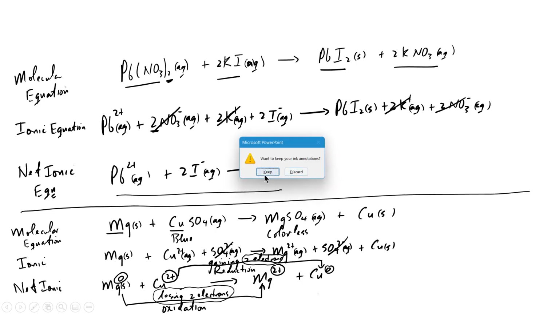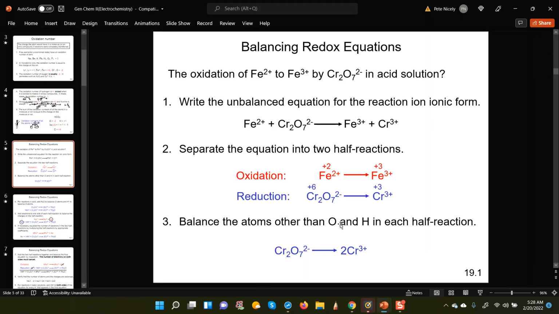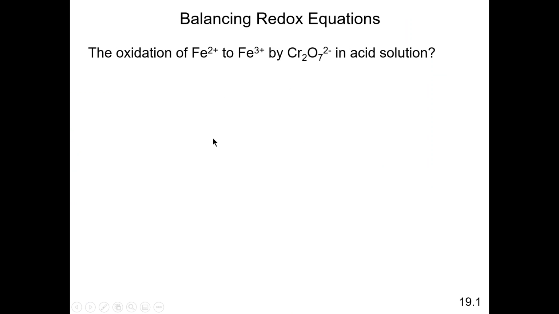Okay, so what I'm going to do is go back to this slide here to look at a specific example. And this is a typical question you could be asked. How do you balance a particular redox equation, right? So in this case here, we're looking at the oxidation of iron 2 plus to Fe3 plus by dichromate ion in an acid solution.